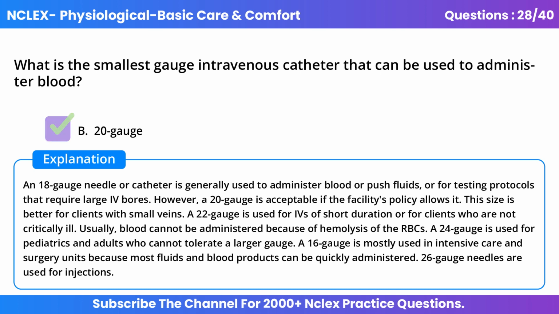This size is better for clients with small veins. A 22 gauge is used for infusions of short duration or for clients who are not critically ill. Usually, blood cannot be administered because of hemolysis of the RBCs. A 24 gauge is used for pediatrics and adults who cannot tolerate a larger gauge. A 16 gauge is mostly used in intensive care and surgery units because most fluids and blood products can be quickly administered. 26 gauge needles are used for injections.